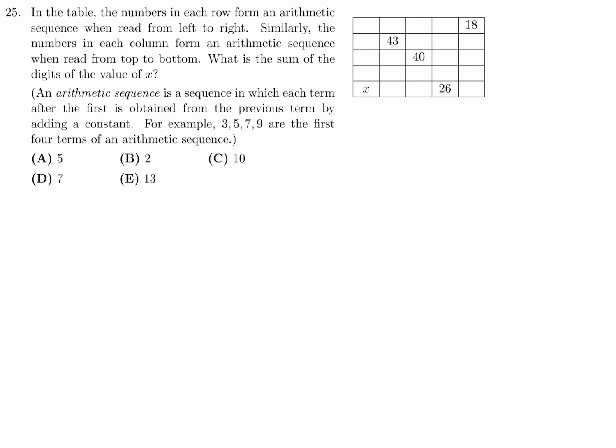In the table, the numbers in each row form an arithmetic sequence when read from left to right. Similarly, the numbers in each column form an arithmetic sequence when read from top to bottom. What is the sum of the digits of the value of x? An arithmetic sequence is a sequence in which each term after the first is obtained from the previous term by adding a constant. For example, 3, 5, 7, 9 are the first 4 terms of an arithmetic sequence.